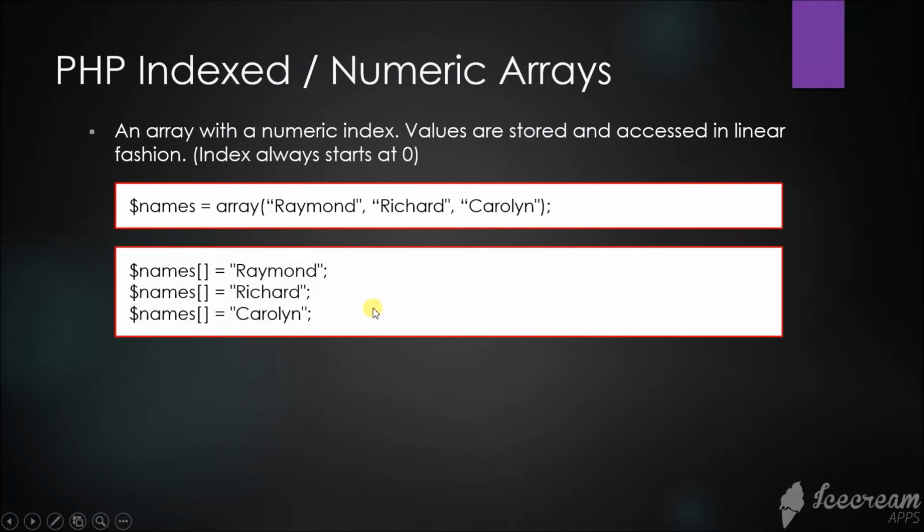Then, there is another way of adding a value to an array. It goes like this: names, square brackets, equals the value. Okay?